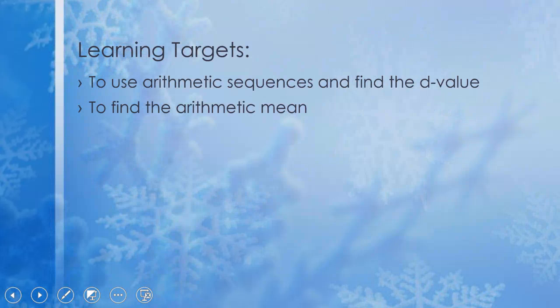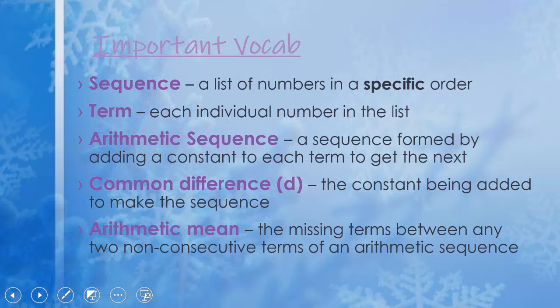Our goals are to be able to use arithmetic sequences and to also be able to find the D value. We'll talk about what that is. We also want to be able to find the arithmetic mean. Now, here's some important vocabulary that you really need to know, and you need to understand what these different words mean, okay? Make sure that you write these down in your notes because they are very important.